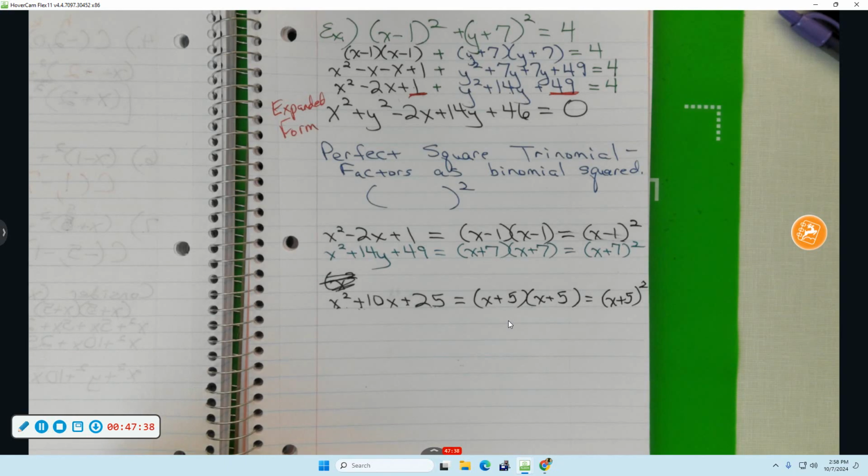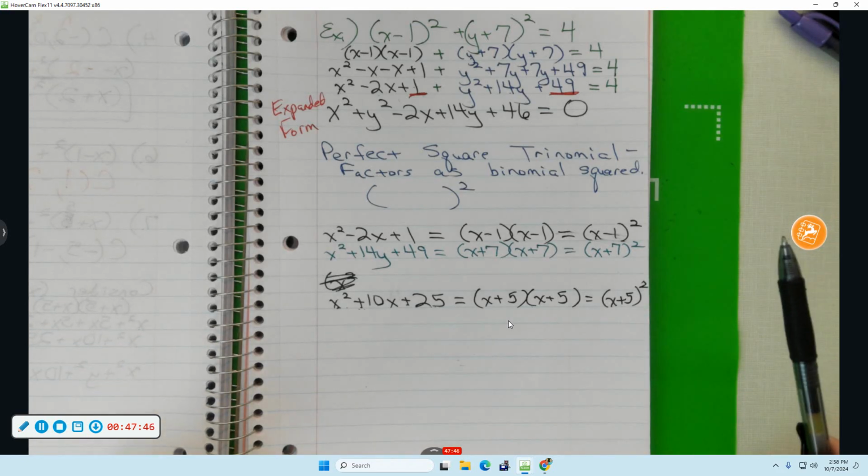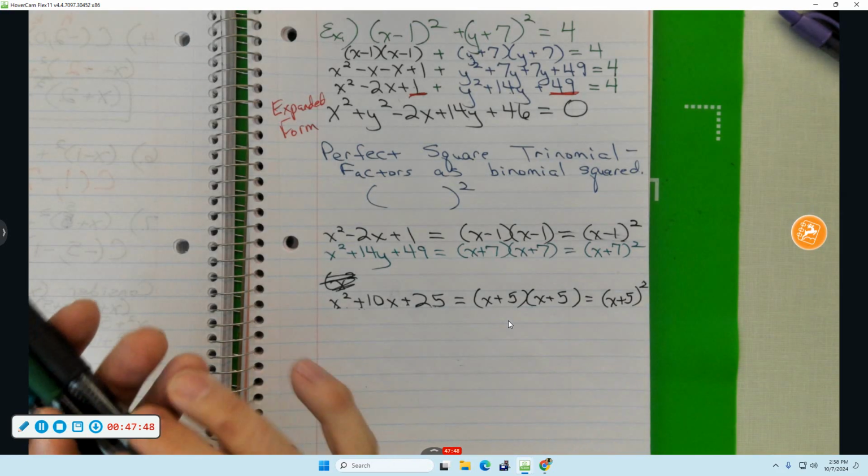Any questions on my logic so far? You may not see where I'm going with this, but any questions on how I'm factoring these? Okay.